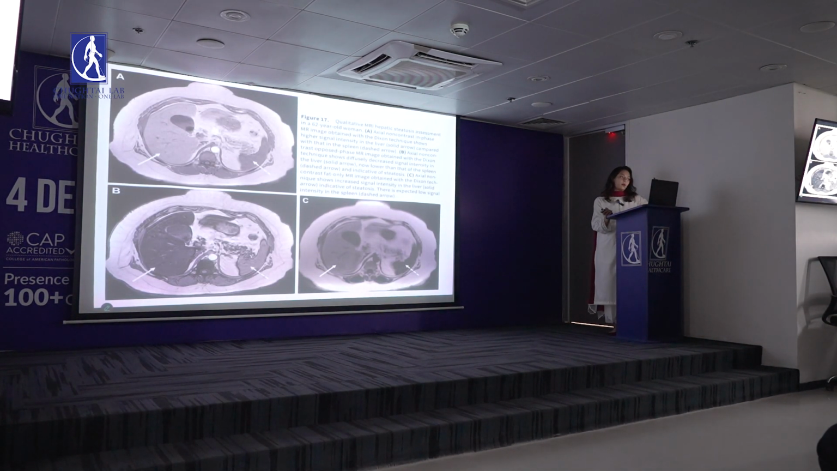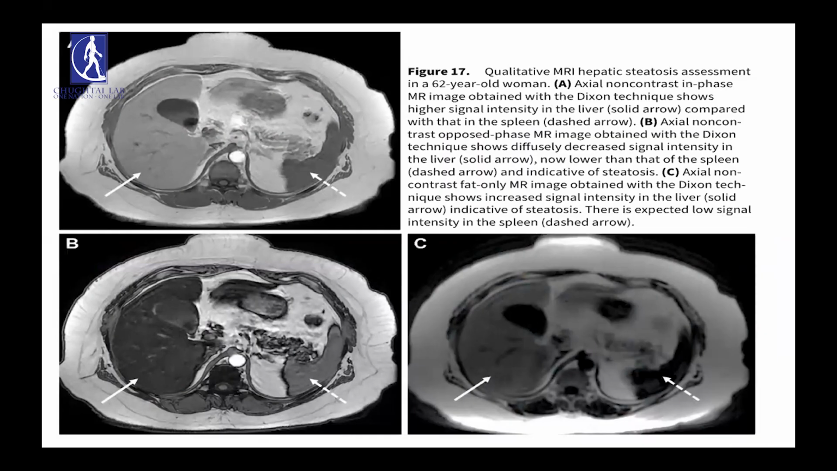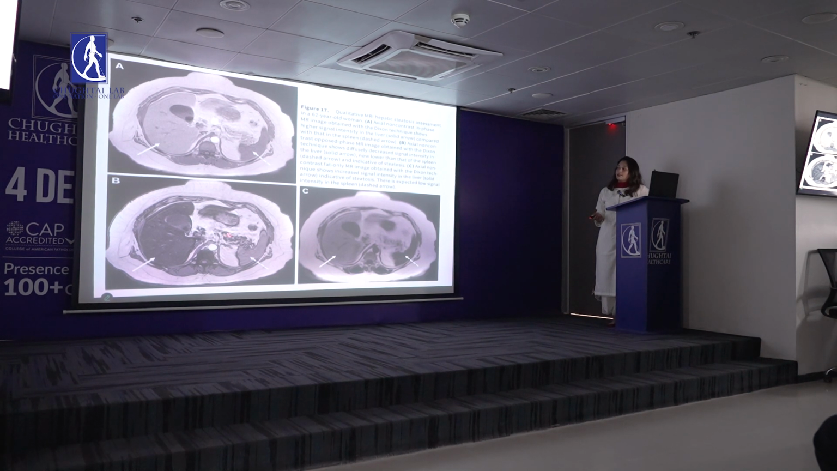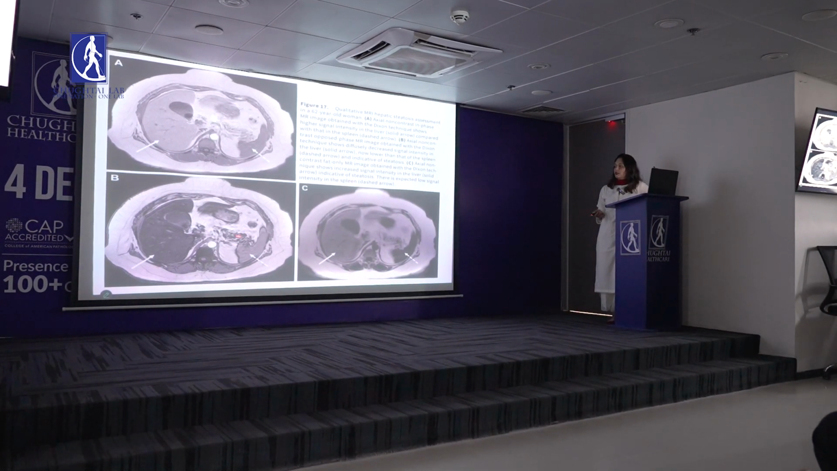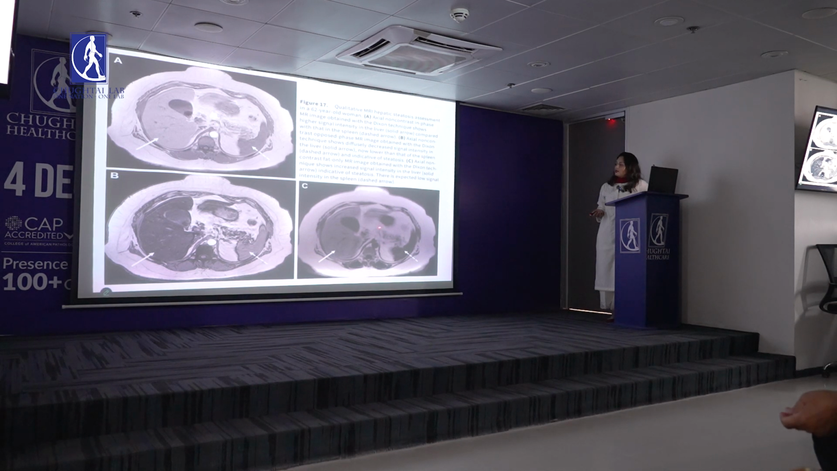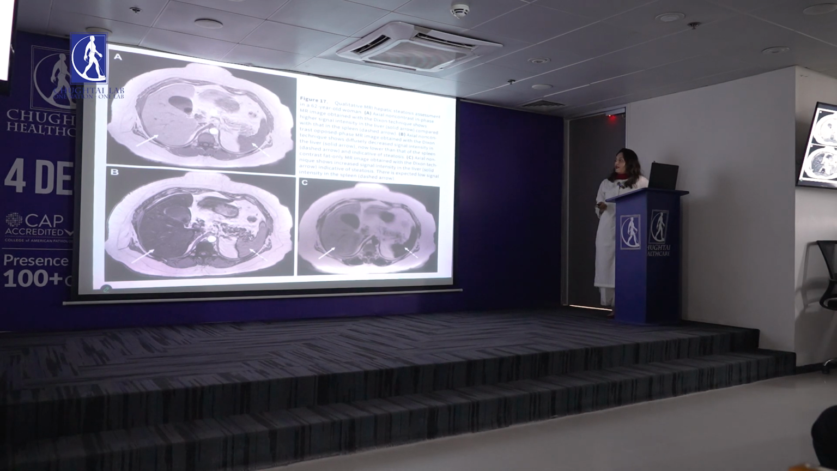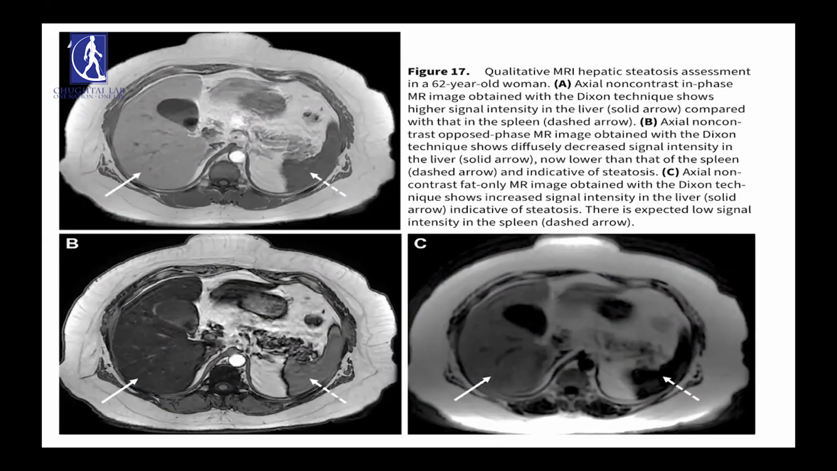Again, this is the qualitative MRI hepatic steatosis assessment, and you can see that the first one is the in-phase MRI image. On the in-phase image, the fat is supposed to be brighter than the rest of the parenchyma. So you can see that the liver is brighter as compared to the spleen. Similarly, on the out-of-phase image, the fat is supposed to be darker, so you can see that the liver is darker. It is hypoattenuating as compared to the spleen. Again, this is the fat-only sequence, and you can see that the liver is hyperattenuating compared to the spleen. So these findings are consistent with hepatic steatosis.